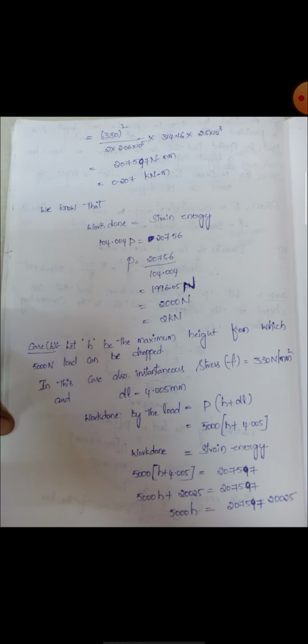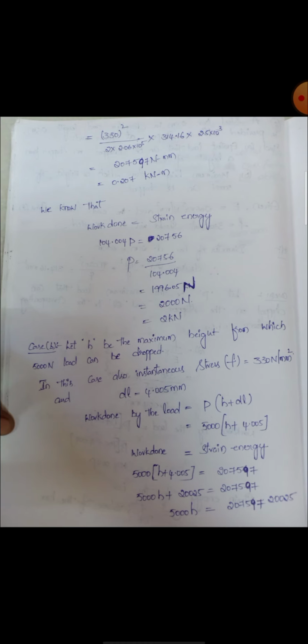So work done equal to 5000 into (H plus 4.005), that equal to 207,597. So 5000 into H plus 5000 into 4.005, nothing but 20025, that equal to 207,597. So 5000 H equal to 207,597 minus 20025, that gives H equal to 37.51 mm. So that equal to 37.51 mm.